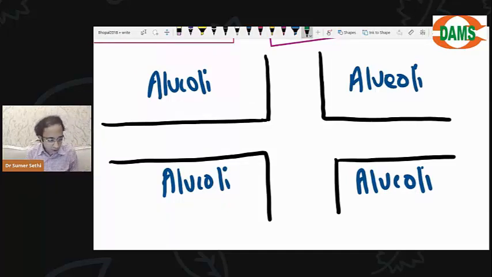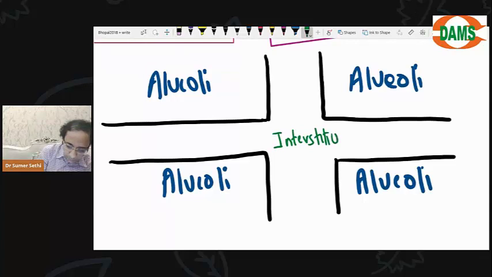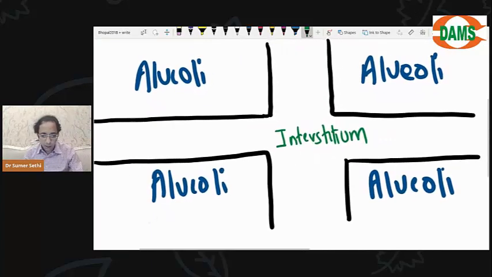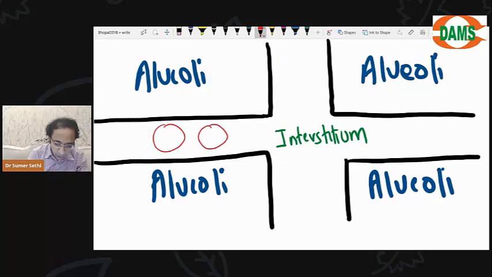So suppose these are your alveoli. In between, you have the connective tissue of the lung, which I'm labeling as interstitium. The connective tissue in the lung is called the interstitium. In the interstitium, you have pulmonary capillaries.